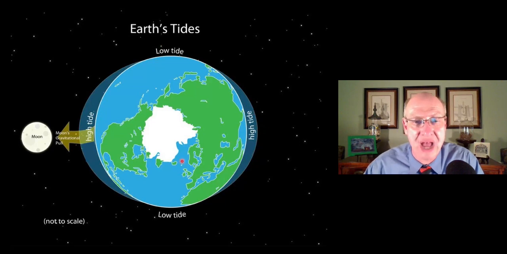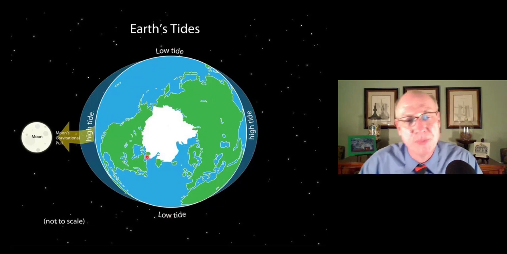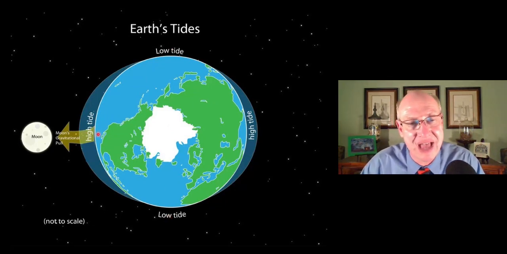And we get low tides at right angles to those. Now let me repeat that again. So the moon raises a high tide here, and it raises a high tide here, and it raises a low tide there and a low tide there. Now, I think most people have an easy time understanding where this high tide comes from, right?